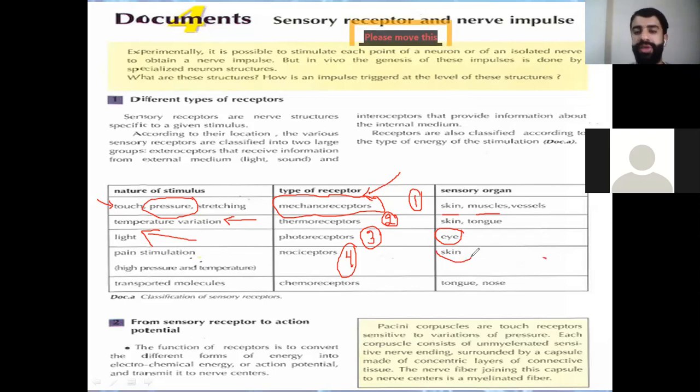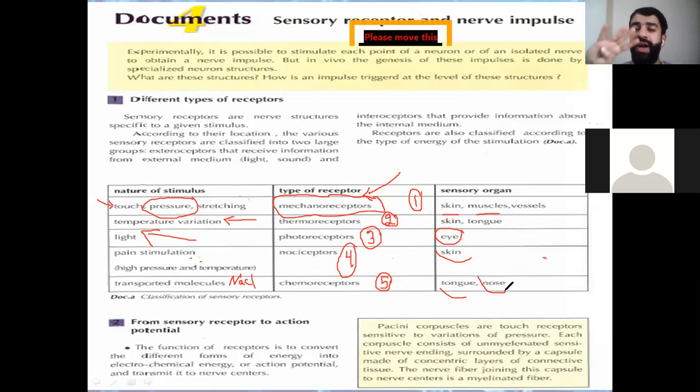While chemoreceptors, from its name chemo, is the fifth type of receptors. Chemoreceptors respond to transported molecules as the nature of stimulus, like for example in the tongue or the nose. For example, you taste something containing a high concentration of salt, NaCl. So these are molecules, NaCl, salt, and this is regarding the tongue. Or you smell something bad or something nice or sweet, also using some molecules. So these are the chemoreceptors.